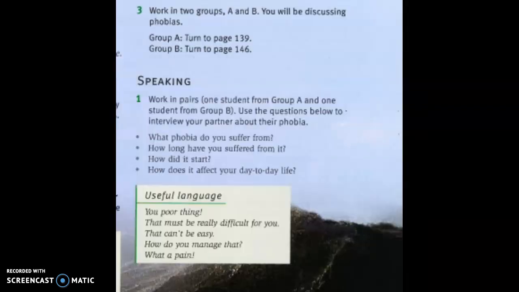Now get students to talk together and interview each other about the phobia they'd written about. And then they can try and guess what the phobia is. It's up to you whether you try and put them in breakout rooms for this or do it as a whole group, but make sure everybody gets involved. Draw their attention to the useful language at the bottom. You poor thing, that must be really difficult for you, and get them using that language.